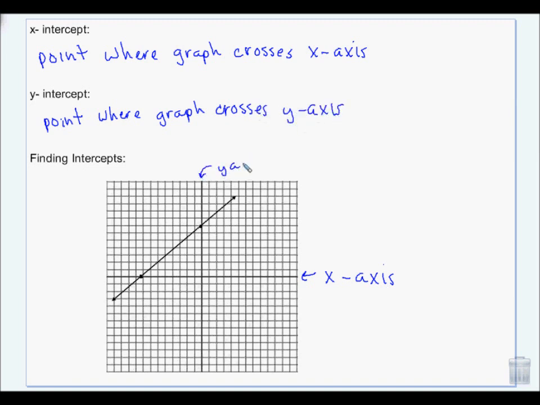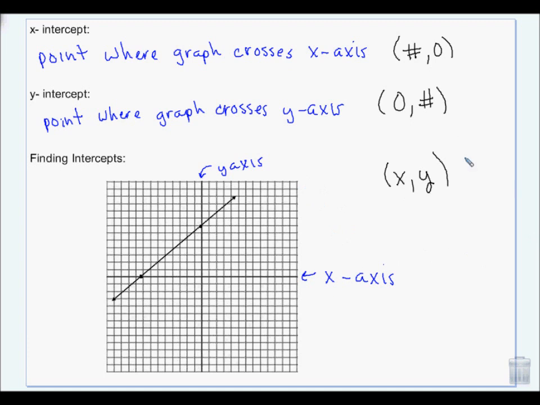This is the y-axis. They're always going to be in a certain form: the x-intercept is always going to be some number and then a 0, because your x is going to be this number, and the y-intercept is always going to be 0 and then some number. These are the forms of the intercepts, and that's because, if you remember, coordinate pairs go x, y.